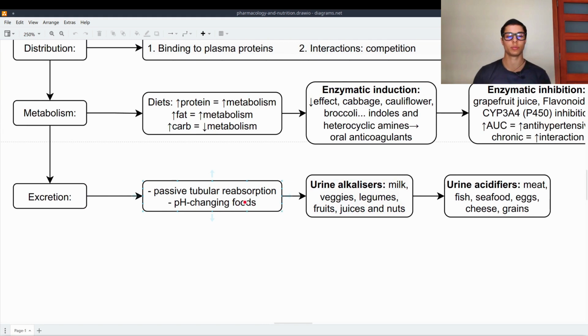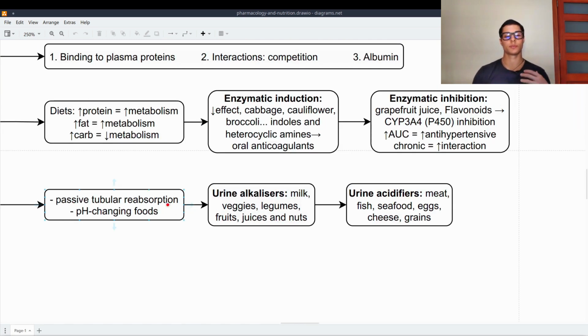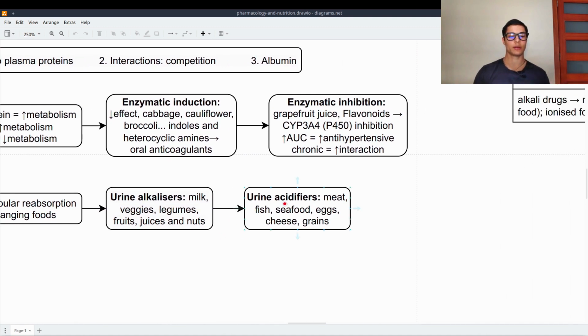Excretion, we have passive tubular reabsorption and pH changing foods. If you remember, passive tubular reabsorption is done with the non-ionized substances. For pH changing foods, we have the urine alkalizers, such as milk, veggies, legumes, fruits, juices and nuts, and urine acidifiers, meat, fish, seafood, eggs, cheese and grains.